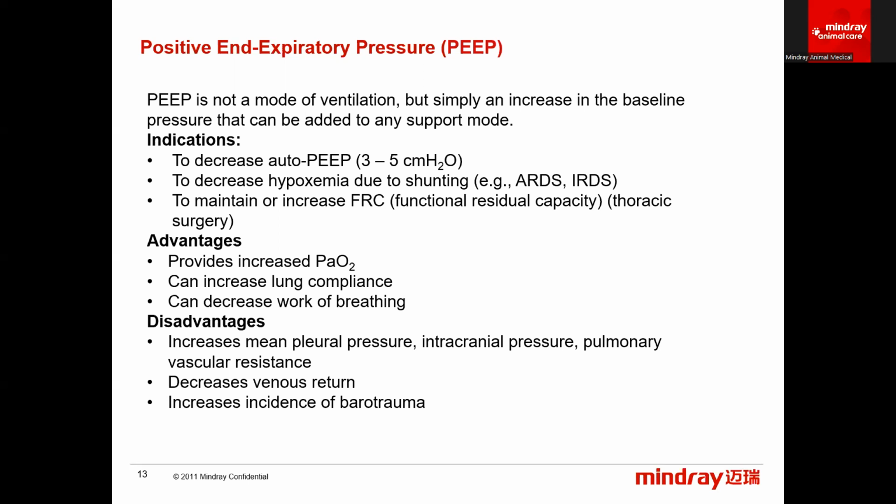Some disadvantages, though: it can increase your mean pleural pressure, which causes its own set of issues with intracranial pressure and pulmonary vascular resistance. It can decrease your venous return from having that elevated additional mean airway pressure, and it can increase the incidence of barotrauma if your patient can't handle a high level of airway pressure in the first place. Adding additional airway pressure might not be the best idea.